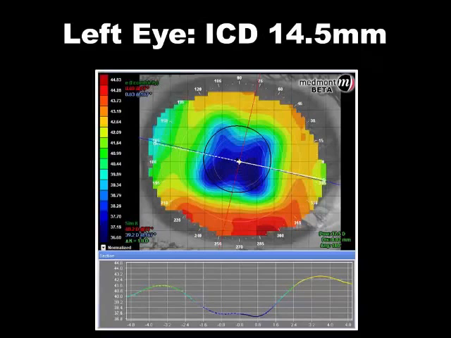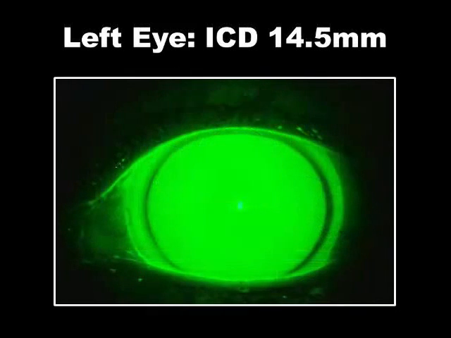Here's our left eye. Again, the asymmetry of the surface. Notice how within the pupil on the axial map, we don't really have a defined steep or flat meridian. It's more of an asymmetrical surface, so quality of vision very poor. We place on eye the ICD 14.5.